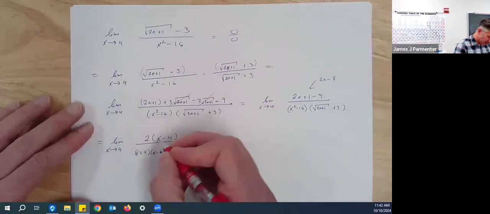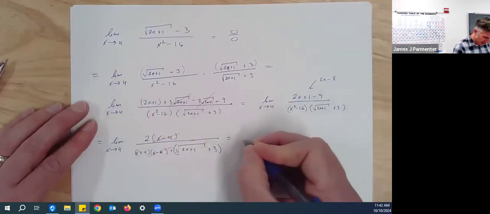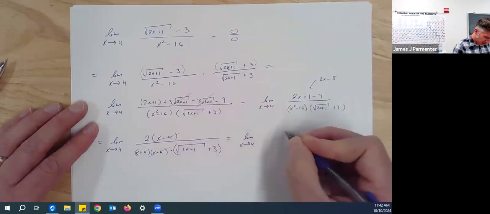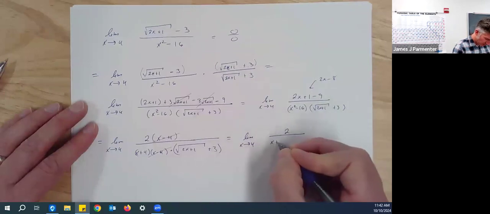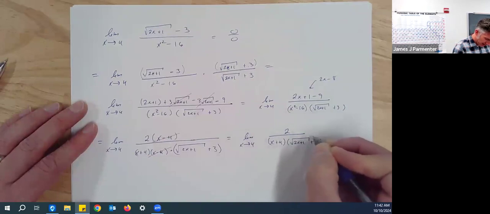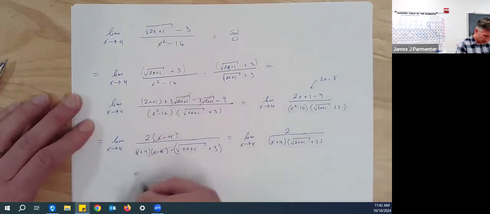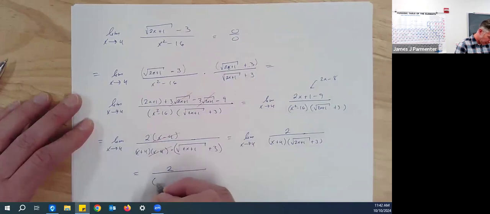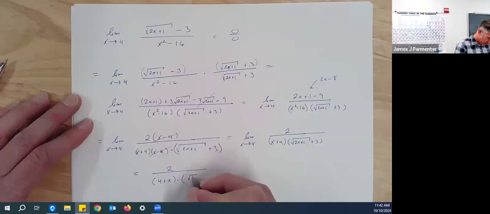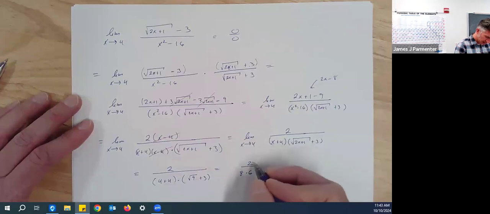But now, once I cancel those factors that are becoming 0 when I plug in 4, now I can say I have the limit as x approaches 4 of 2 over x plus 4 times the square root of 2x plus 1 plus 3. And now I can just substitute in 4 for every remaining x and get no limit anymore, 2 over 4 plus 4 times the square root of 9 plus 3, which is going to be 2 over 8 times 6, cancel a 2, and you get 1 over 24.